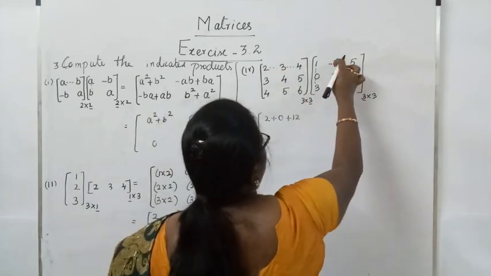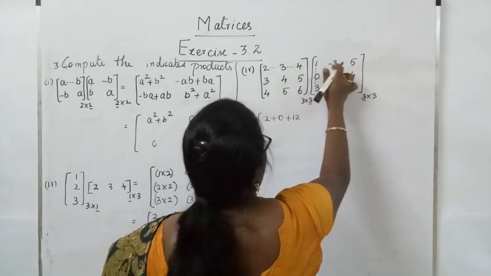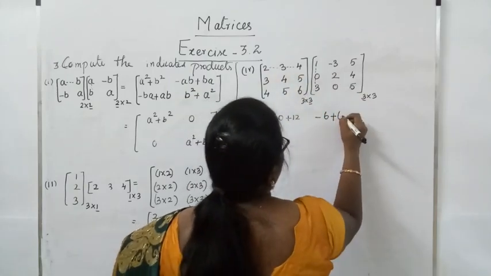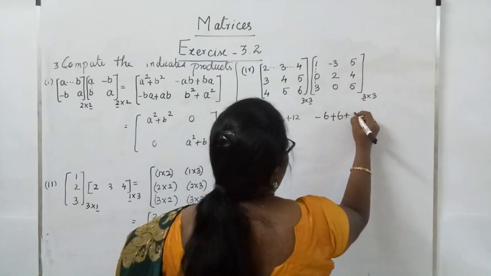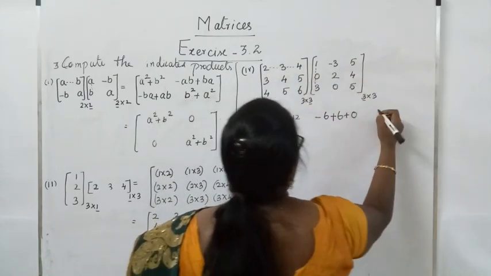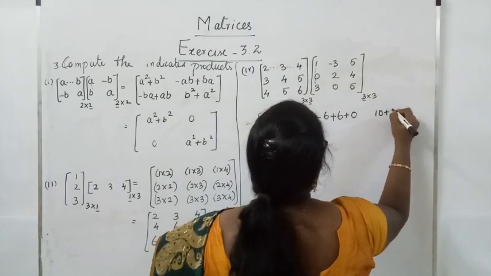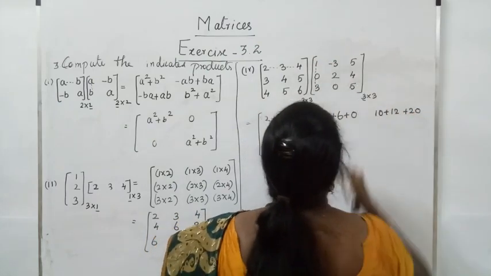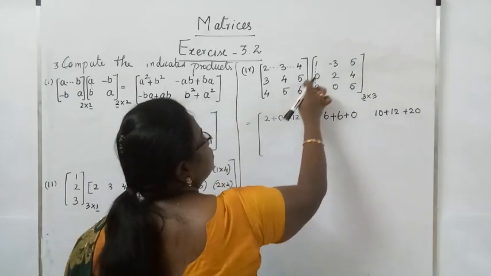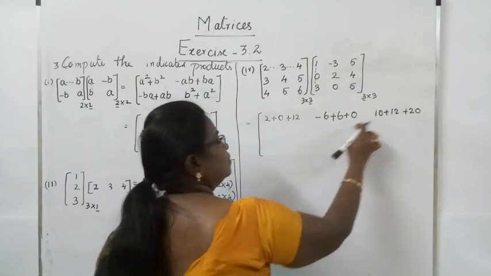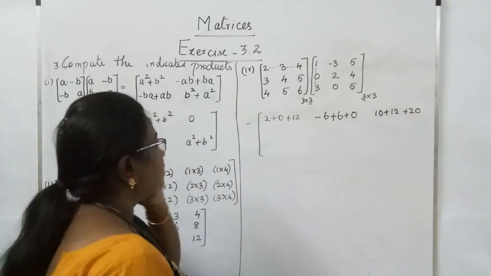Now first row with second column. So 2 3s are minus 6 plus 3 2s are 6 plus 4 into 0, 0. Now here first row with third column: 5 2s are 10, 4 3s are 12 plus 4 5s are 20. I have it done. Now second row with first column, second column, third column: 2 1, 2 2, 2 3. I have to fill it up now.